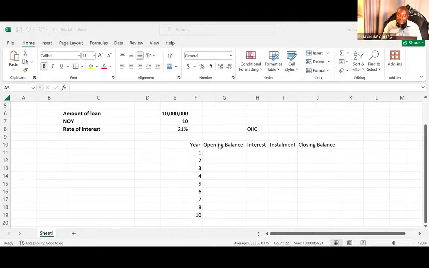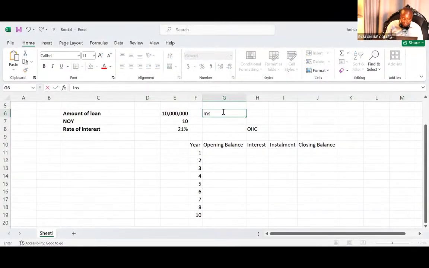So you see, I'll be able to take the opening balance as what here? As this amount I'm going to get as a loan. I'll be able to calculate the interest per year from this rate of interest, 21%. But now I don't have installment. So the first thing that you need to do here is to come and introduce the installment.